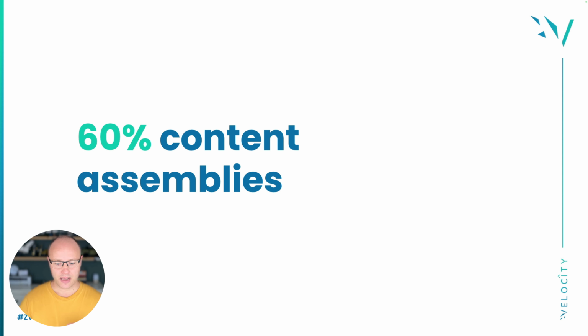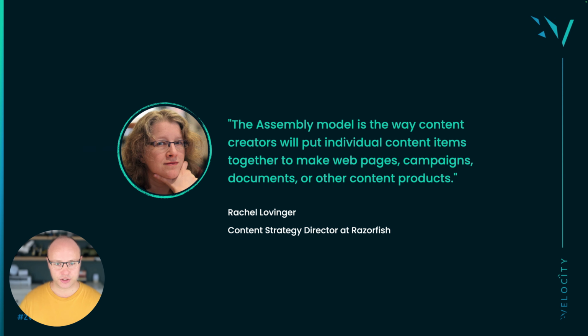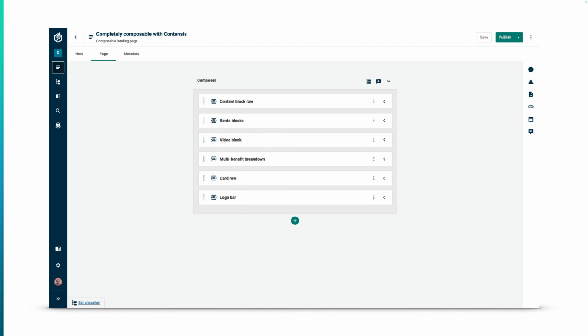So let's have a look at content assemblies. Rachel Lovinger, a content strategy director at Razorfish, says, "The assembly model is a way content creators will put individual content items together to make web pages, campaigns, documents, or other content products." So we see this as landing pages and as blocks of content that aren't long form, but are usually landing page representations or marketing pages.